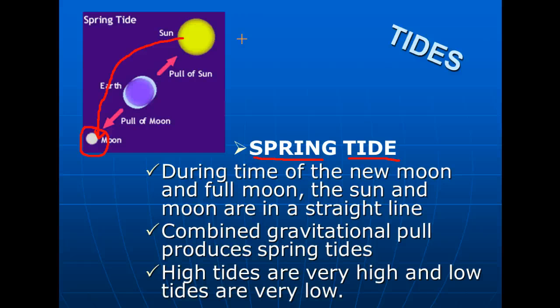Now, I would also like you to write that it's the combined gravitational pull from both the sun and the moon that produces spring tides. And also make sure that you have that this is when the high tides are very high and the low tides are very low. Again, I want to remind you to ask me to tell my main story about the tides if I haven't done it already in class.